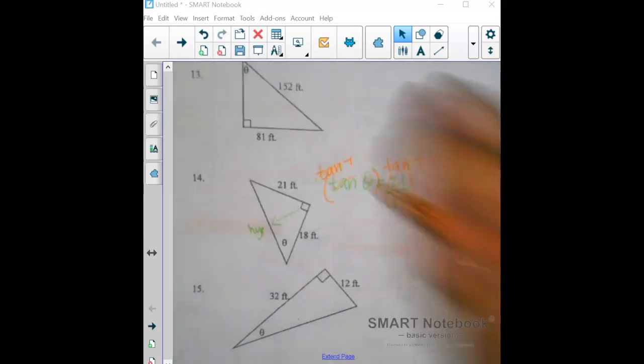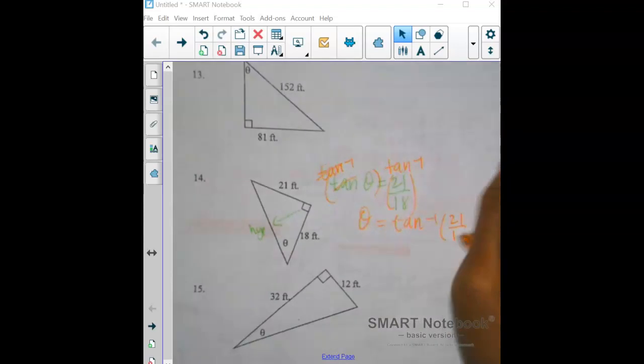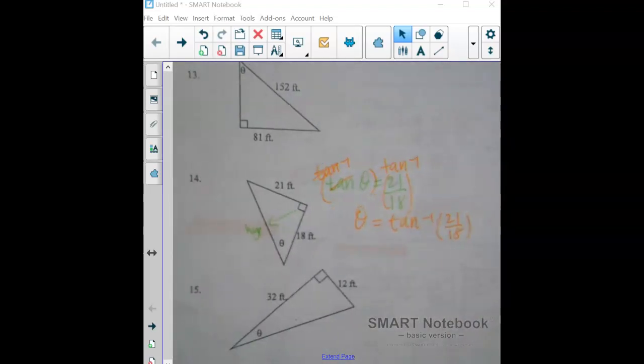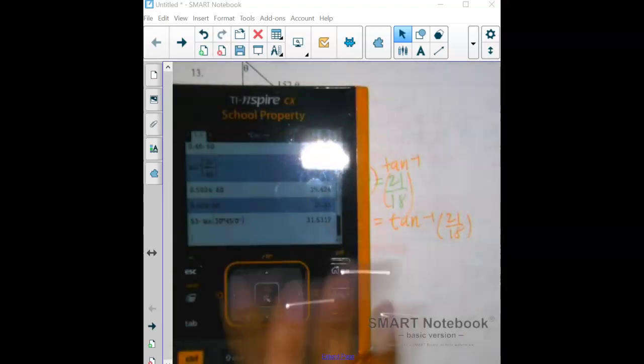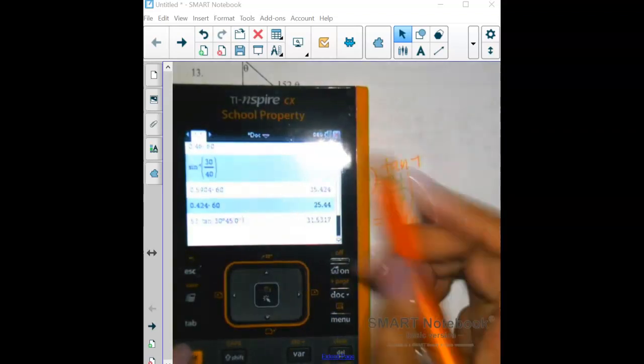These tangents are going to cancel. So theta is going to equal tangent inverse of 21 over 18. Okay, cool. I have an angle measure. Let's plug it in. I don't know how the degrees, minutes, and seconds are going to work, but we're going to plug that in. So we're going to have, I'm checking it's in degree mode.